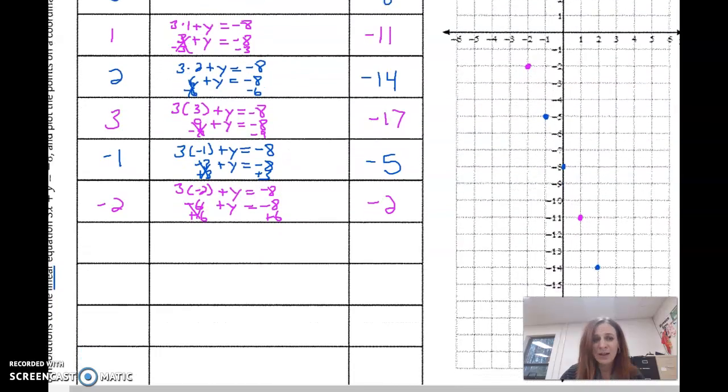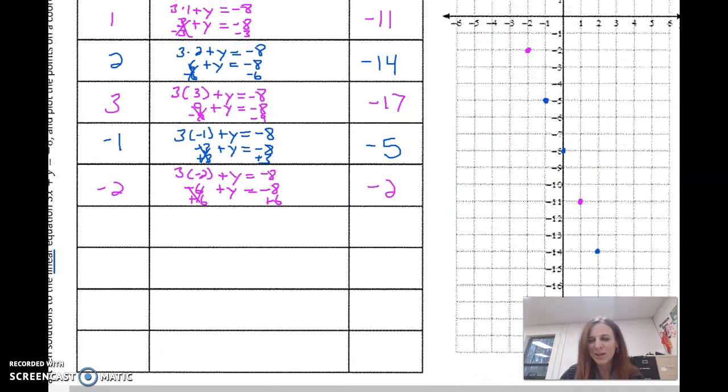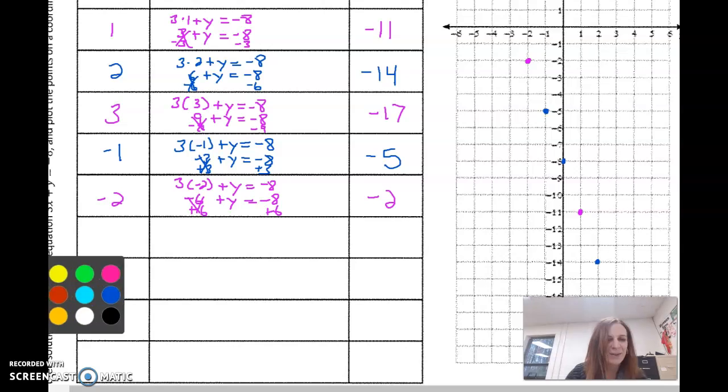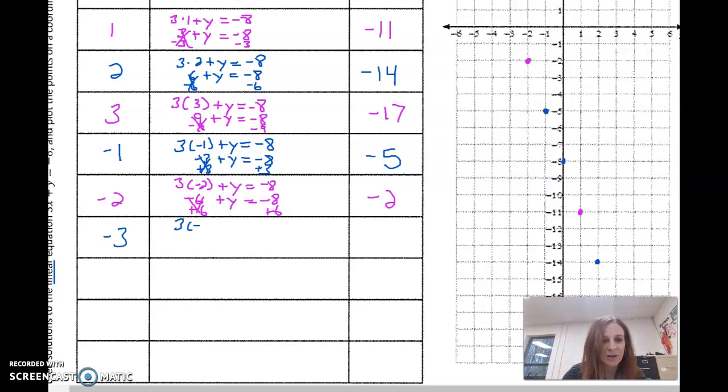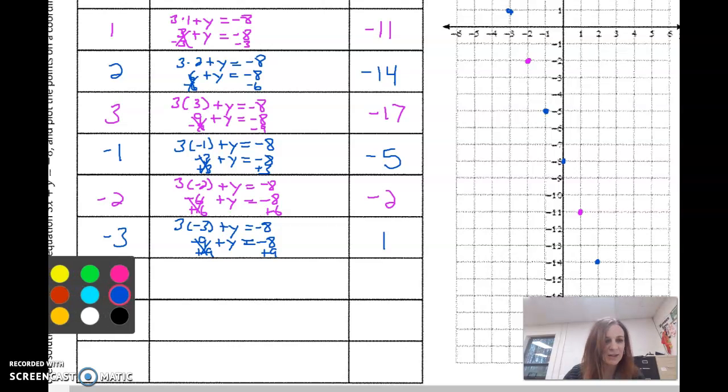Oh, let's see. Are we getting closer? 4 more. Okay, 4 more. Next example, I probably won't make it all the way to 10. But this one I will. How about negative 3? This is the one I want to do earlier. 3 times the negative 3 plus y equals negative 8. That's negative 9 plus y equals negative 8. And I add 9 to both sides. And that's going to end up being 1. So negative 3, 1 is right here. Okay, again, look at that shape we're getting.